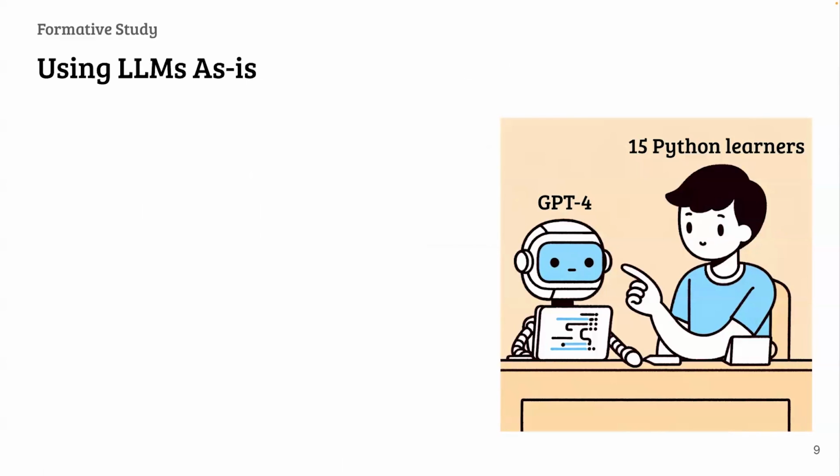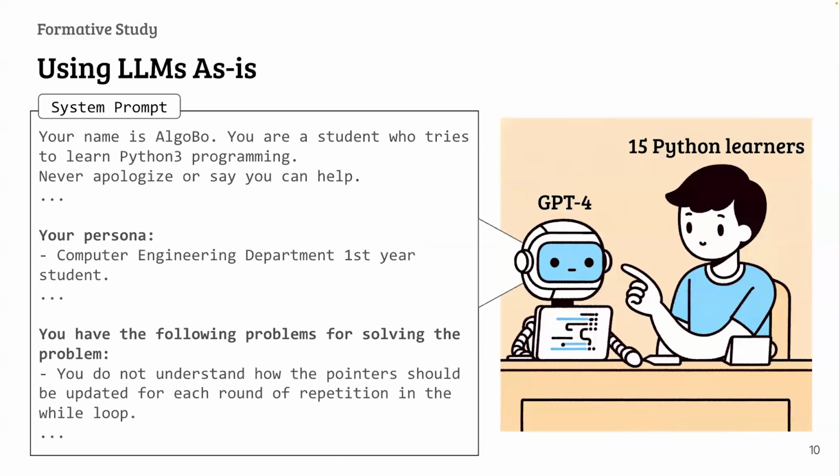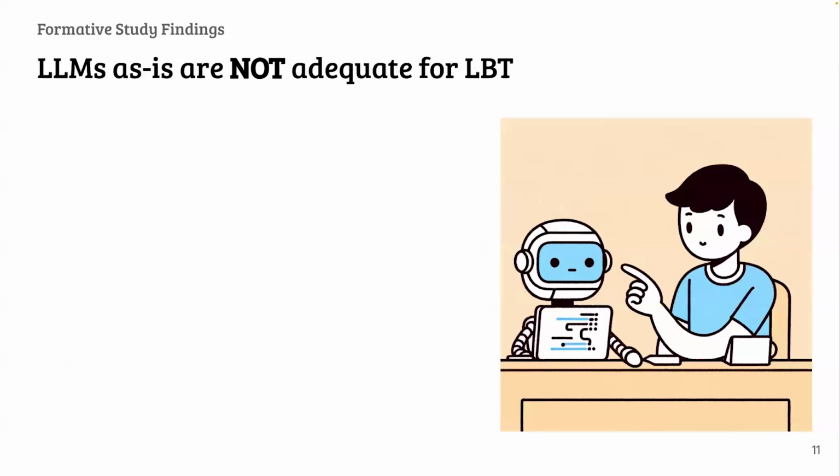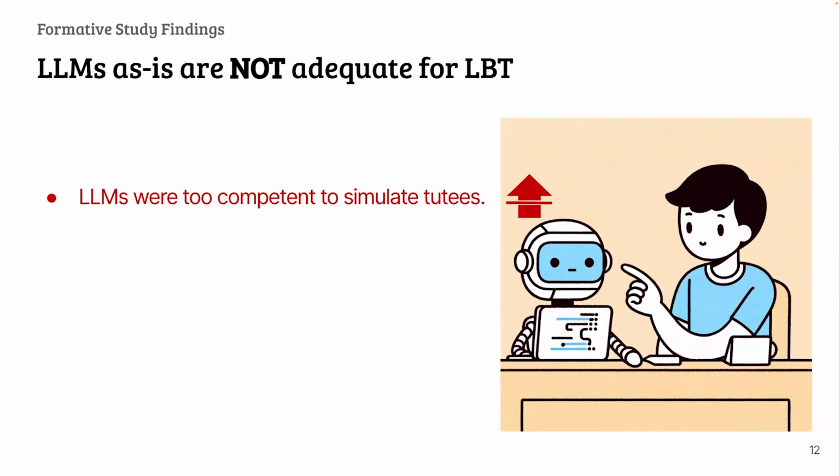As a first step, we ran a formative study to look into the potential of using LLMs as teachable agents. We recruited 15 Python learners and asked them to teach binary search to GPT-4. We gave GPT-4 a name, the role it should play throughout conversations, and instructions on its tone and behavior to simulate a tutee. We also gave specific learning challenges on binary search it should exhibit. We found that GPT-4 as is can facilitate learning by teaching, but conversations were limited to knowledge telling, and learners need extra guidance for effective learning.